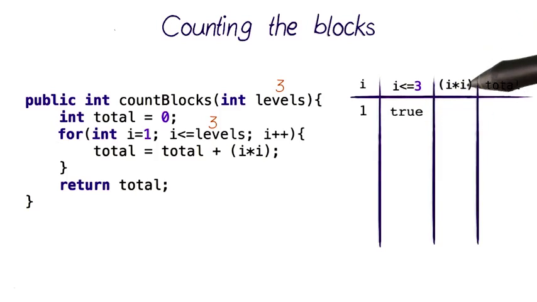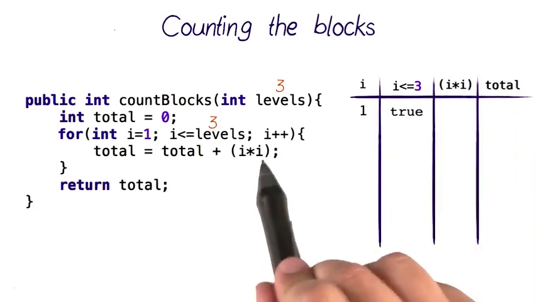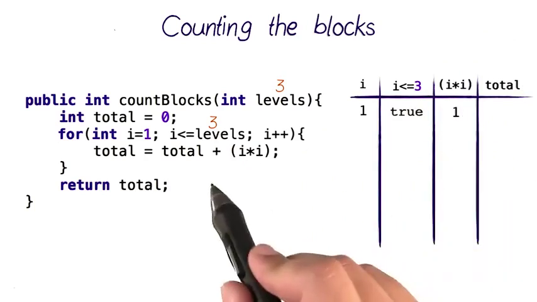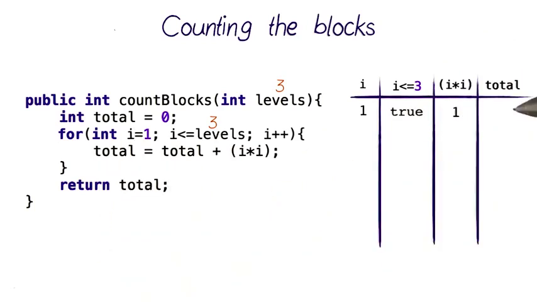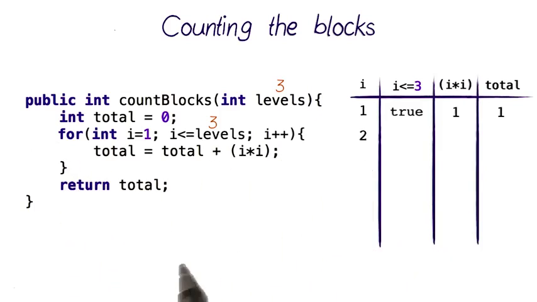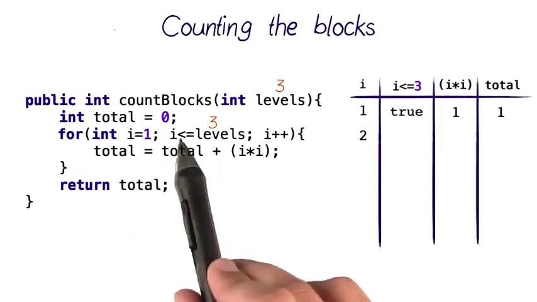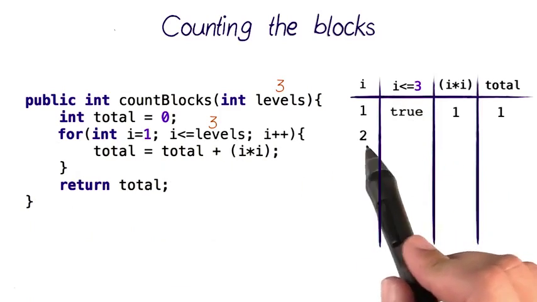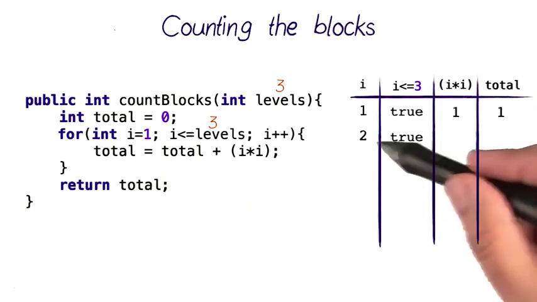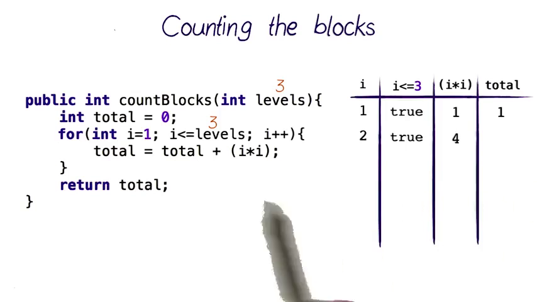So we calculate the number of blocks in that particular level over here, which is I times I, and then we add the result of I times I to total, which started as 0, so that makes total equal to 1. We reach the end of the first loop, so we go back up, add 1 to I, making it equal to 2, and then check the condition again: is I less than or equal to 3? It's 2, so that's true. So we calculate I times I, which is 2 times 2, which happens to be 4, and add that to total. Total was already 1, so we add that, making it 5.